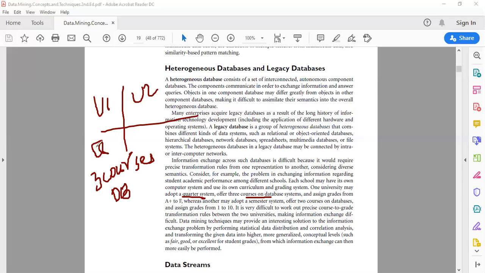It assigns grades from A plus to F. Whereas the second university, U2, adopts a semester system, which offers 2 courses on database and assigns grades from 1 to 10.